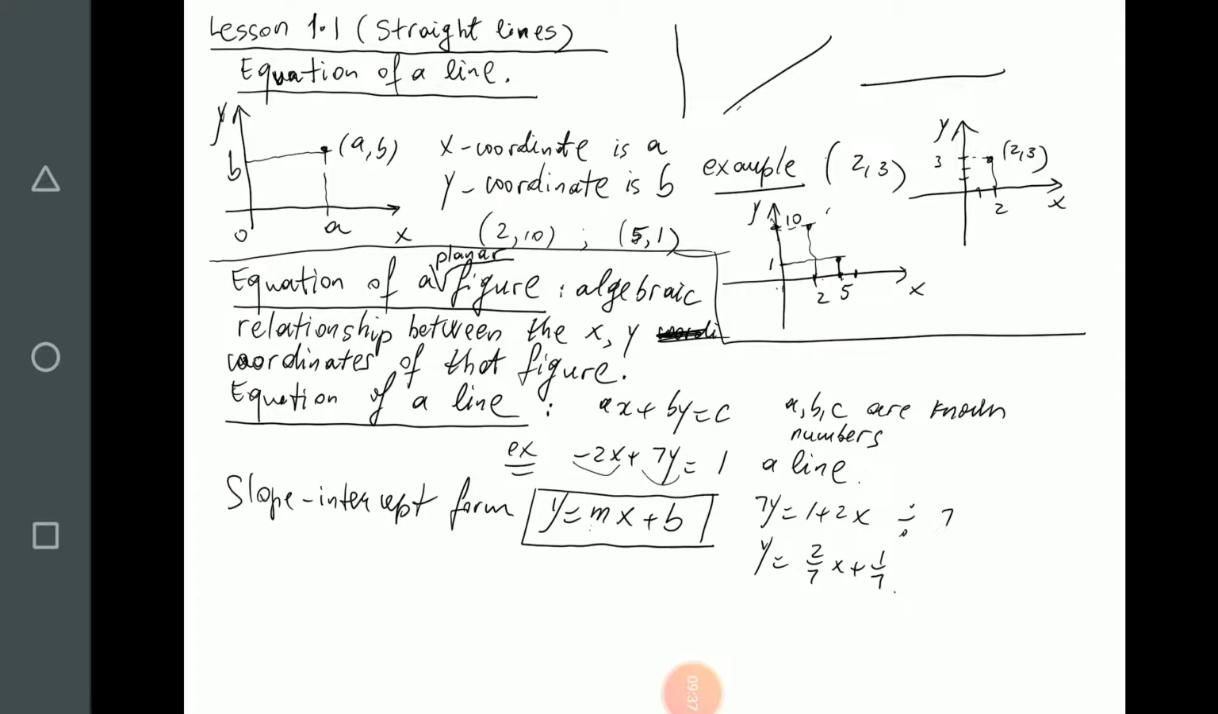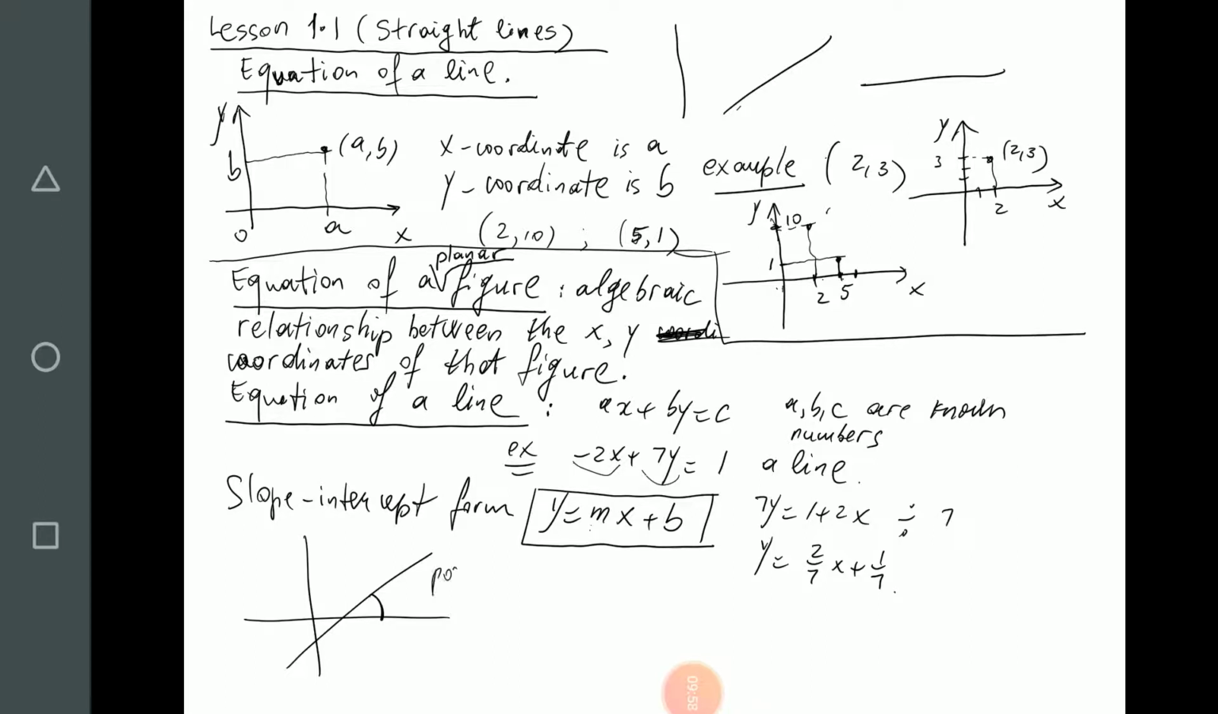So that's an example of a slope-intercept form. Now, what is a slope? From a geometrical point of view, the slope is the tangent of the angle made by the line with the x-axis. So it's a measure of the angle that the line makes with the x-axis.